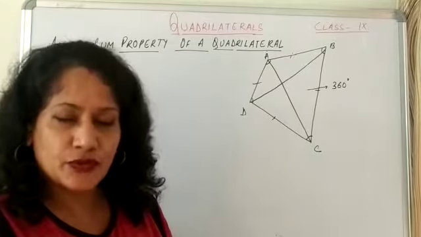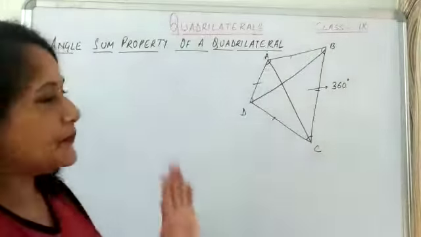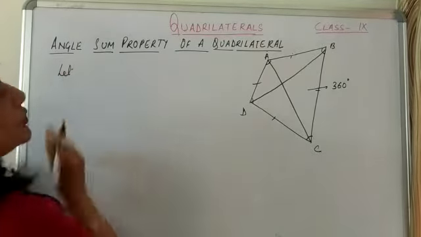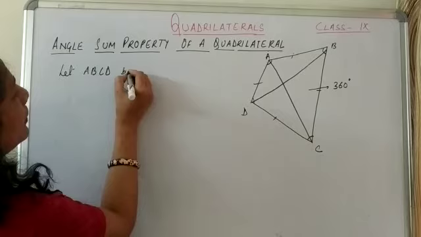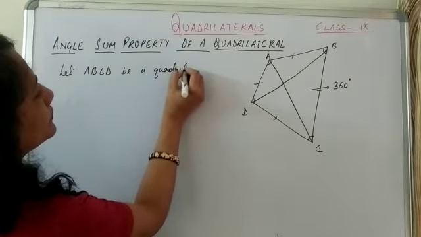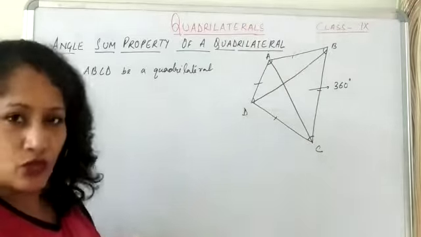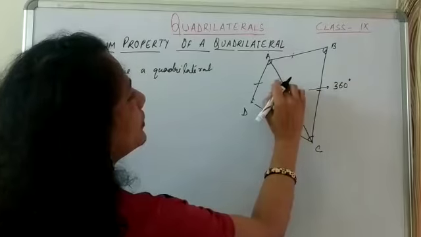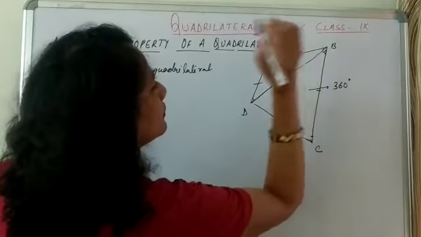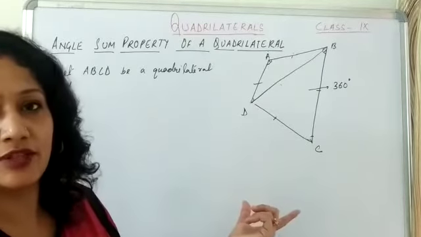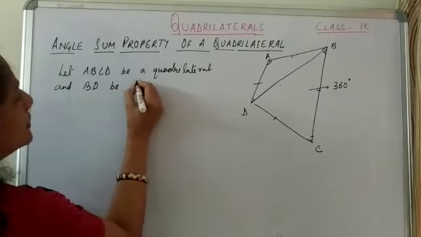Now students, let's prove the angle sum property of a quadrilateral. We have the same figure with a quadrilateral ABCD. We are proving it geometrically. Let ABCD be a quadrilateral. Let us take only one diagonal here, right? I'm just rubbing out this one. Why have I taken one diagonal? Just to get the 2 triangles which we used in our general concept. So we have one diagonal, and let BD be the diagonal.